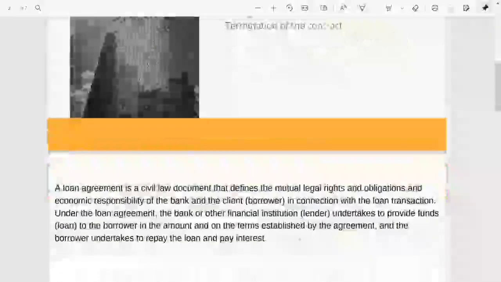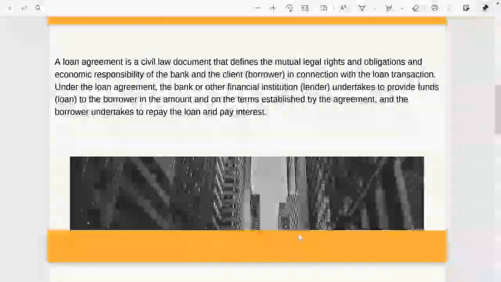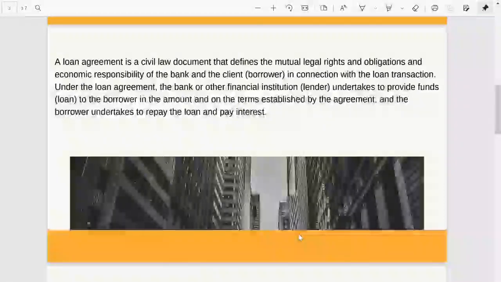So, let's go. A loan agreement is a civil law document that defines the mutual legal rights, obligations, and economic responsibility of the bank and the client, the borrower, in connection with the loan transaction. Under the loan agreement, the bank or other financial institute, the lender, undertakes to provide funds, a loan, to the borrower in the amount and on the terms established by the agreement, and the borrower undertakes to repay the loan and pay interest.